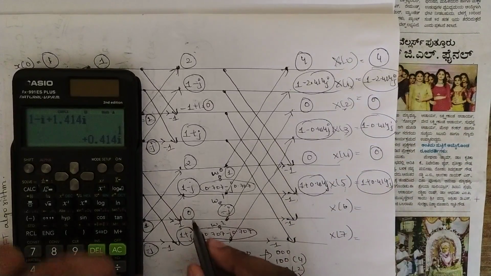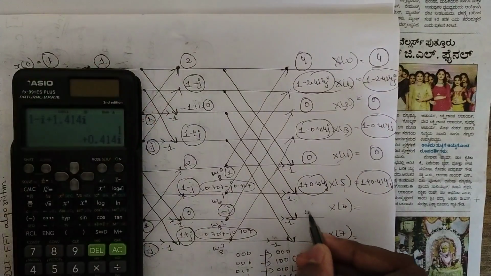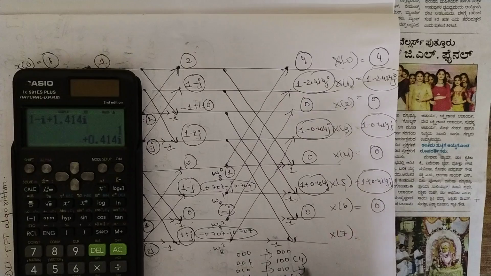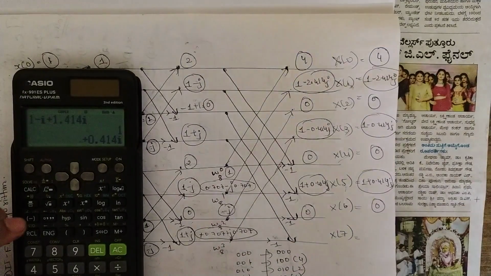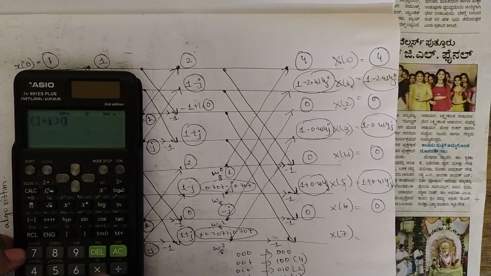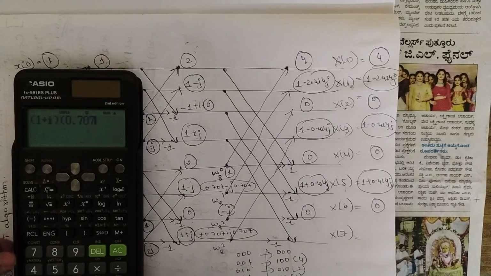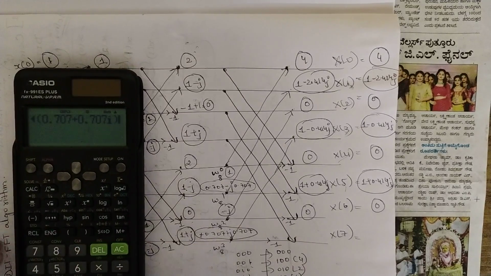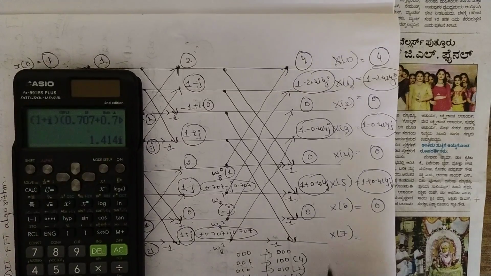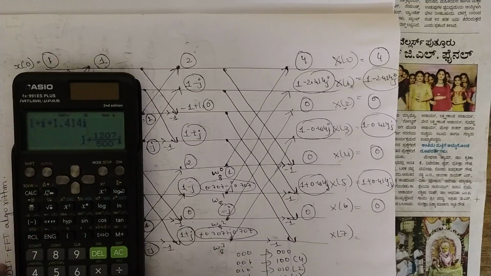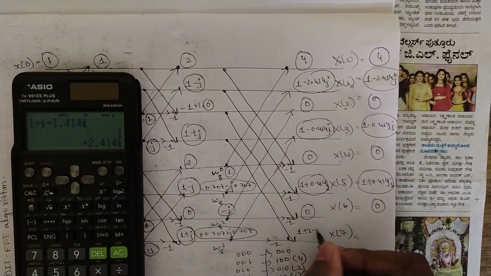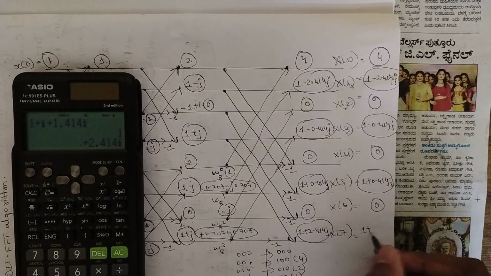Okay, so here again 0 into minus j into minus 1 is 0, and here we have 0 only, so 0, 0. Our final value is 1 plus j into this term into minus 1. So if we have into minus 1, these two signs would be becoming plus now. That is 1 plus j into 0.707 plus 0.707 j. That is equal to plus 1.414 j. And here we have 1 plus j. Okay, so 1 plus j plus 1.414 j. That is equal to 1 plus 2.414 j. So that is our last value.